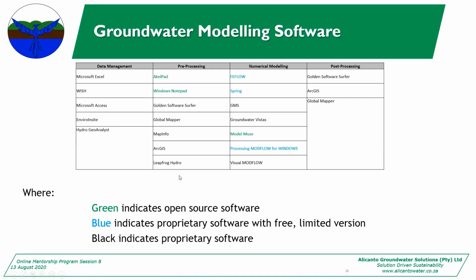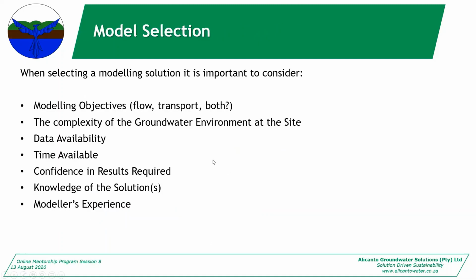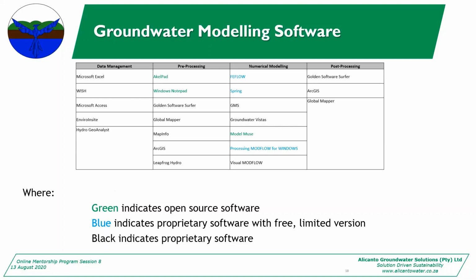Okay, so that's where you choose your model, choosing between analytical element, numerical, anything like that. And then here's a list of some of the software. In groundwater modeling software, we talk about data management and pre-processing, which is translating your data sets into modeling data, then your actual numerical modeling, and then your post-processing, which is where you take your block data and translate it into a map.